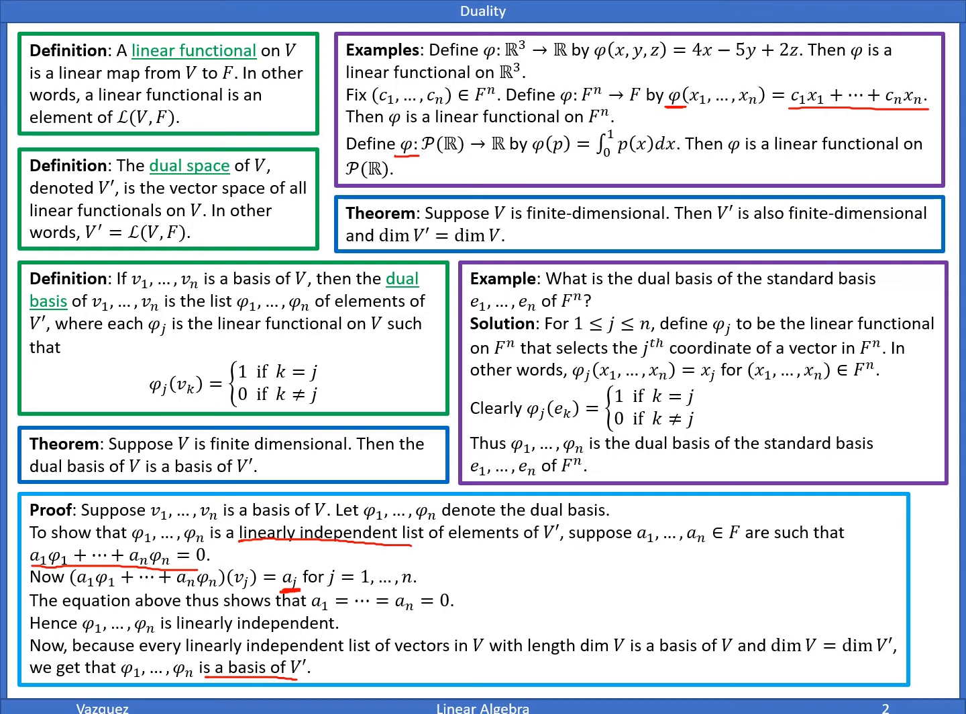Right, so we showed that the dual basis is linearly independent, and the dual space has the same dimension as the vector space V. Therefore, phi_1 to phi_n is a basis of the dual space.